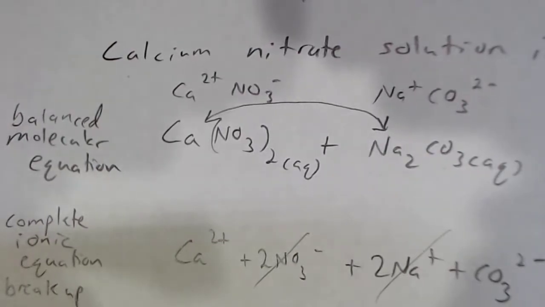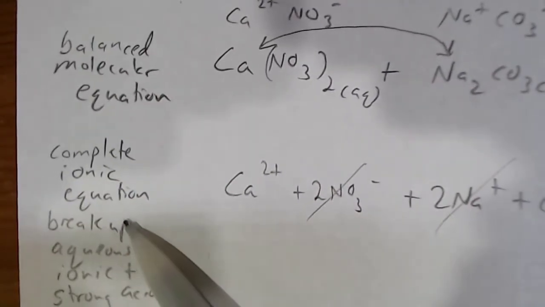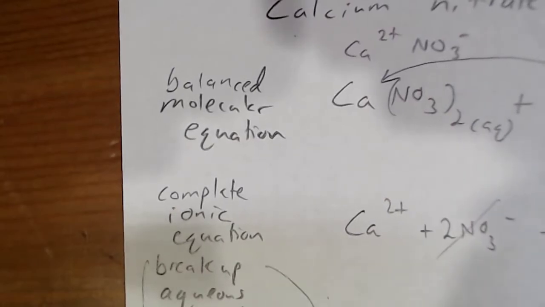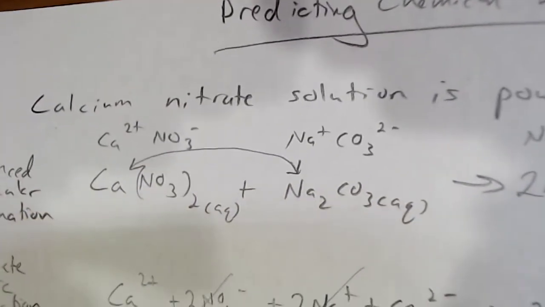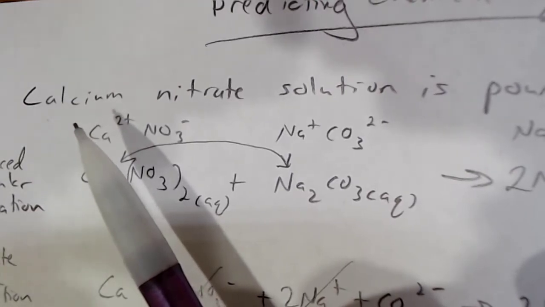Hi everyone. So here we're going to see how to predict reactions and write equations for those reactions in the balanced molecular form, then the complete ionic form, and then the net ionic form. Let's start out with if you were given some words about the equation.